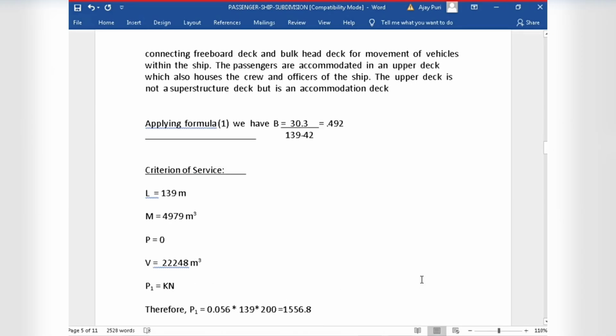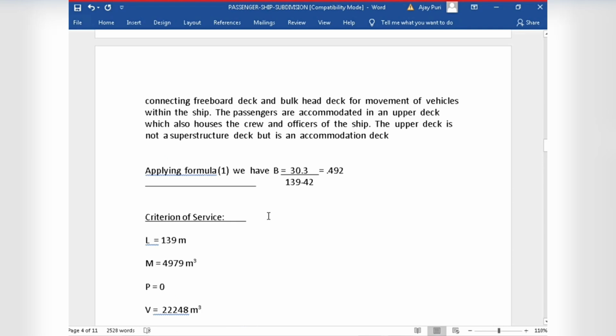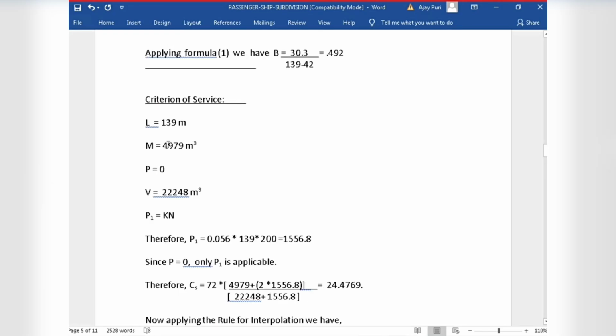So you have a formula. V is equal to 30.3 divided by this, which is 0.492. CS becomes, you take P1 as K into N, K value is 0.056, into N. N is basically the number of passengers, so that is 200. Length is 139. So you have P1 equal to this factor. Now P is 0, so only P1 is applicable. M is 4979.